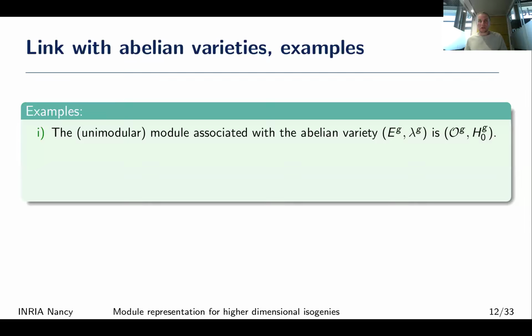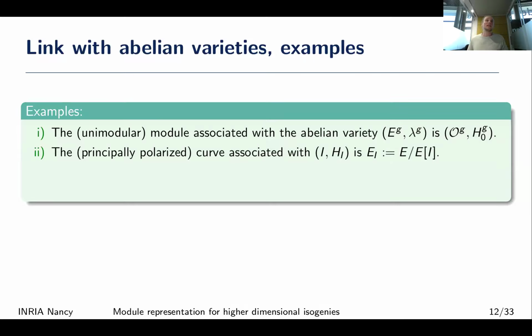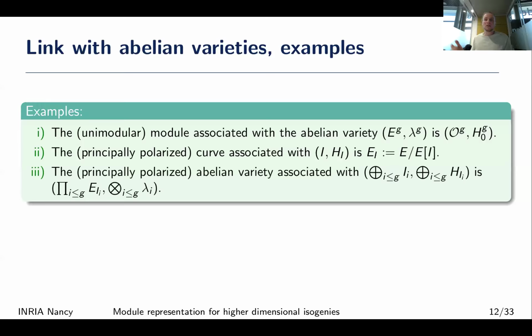Something more interesting is when we look at the action of an ideal over the elliptic curve E, then we in fact recover the Deuring correspondence. Now, if we look at higher dimension things, once again, when we consider the direct sum of ideals, for example, we recover the product of the corresponding elliptic curves. So it's really coherent with the external sum.